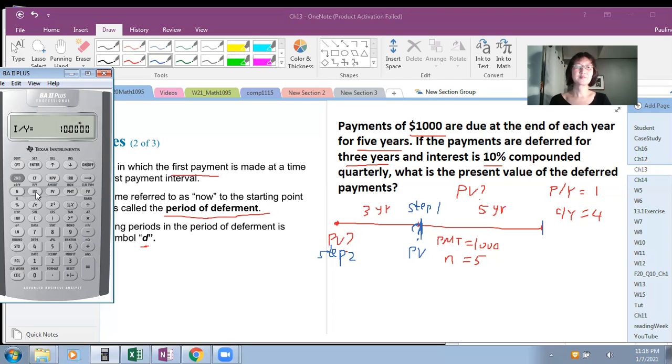Term N. Okay. For these 3 years, because payment is each year, but interest is compounded quarterly, you have to enter N is 12. Okay, 3 times 4, 12. 12 is term N. And final step, compute PV, present value. So this is the present value. Okay.